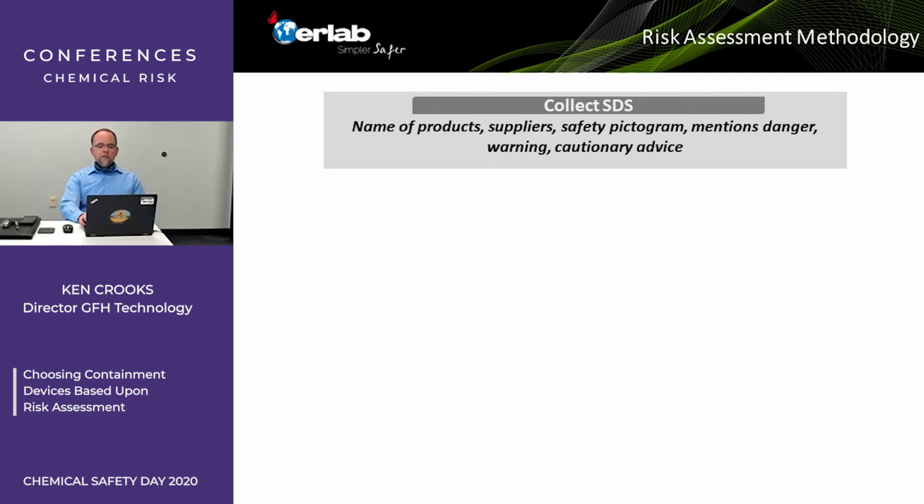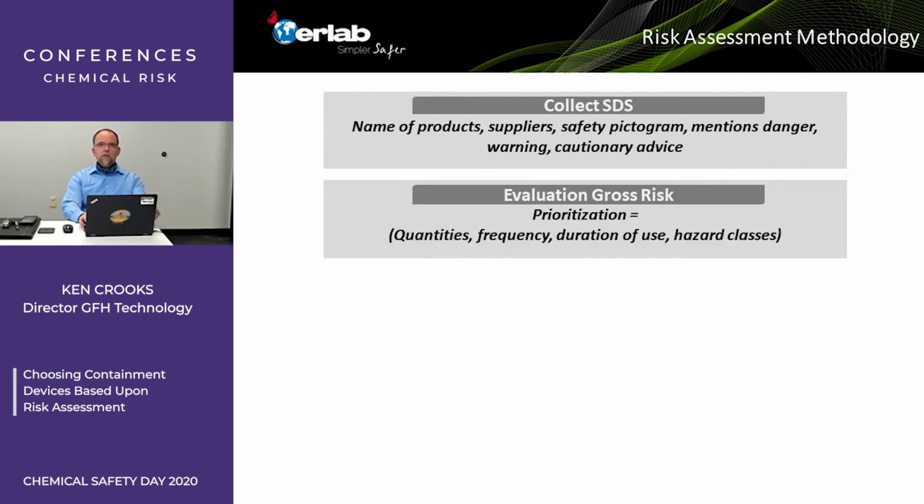So our methodology, when we look at assessing the risk: first thing, obviously, collect all the safety data sheets, right? We need to know what's being used, in our case in the fume hood, it could also be a biosafety cabinet or other. So the names of those products, the suppliers, the pictograms, the dangers, the warnings, all the cautionary advice that is contained in that safety data sheet, you need to collect all that information, understand that, and obviously comply with that.